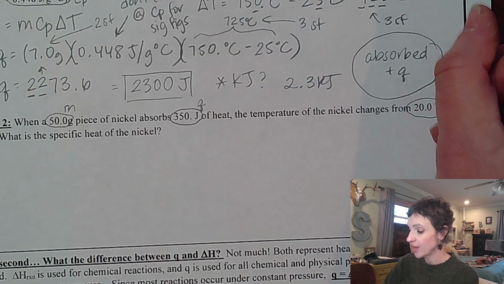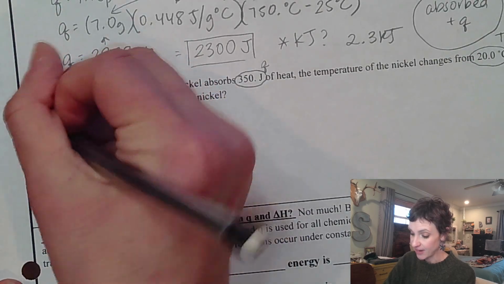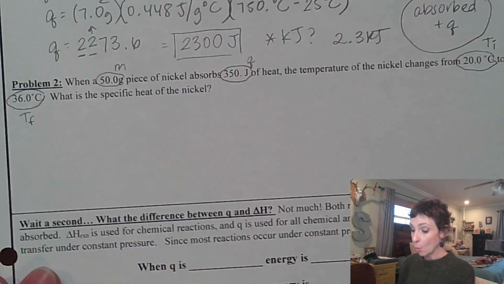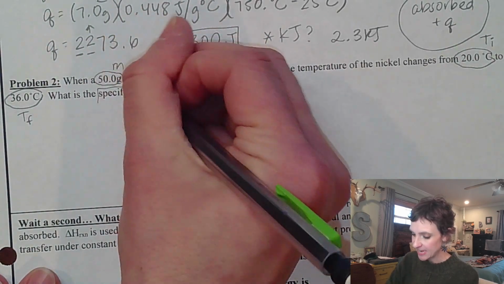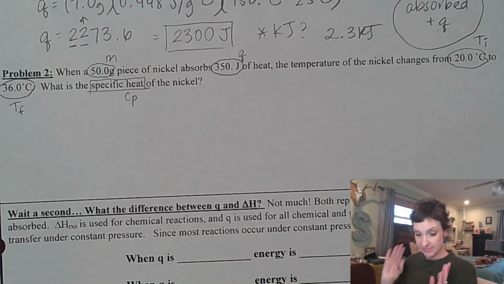So if it's changing from 20, that's my initial temperature, to 36, that's my final temperature, right? What is the specific heat of the nickel? So I'm solving for CP. Okay, so state my equation down.